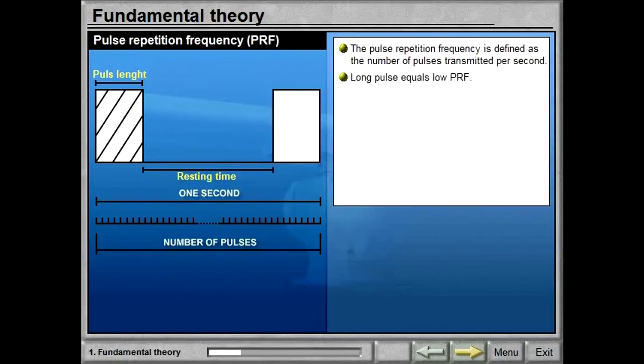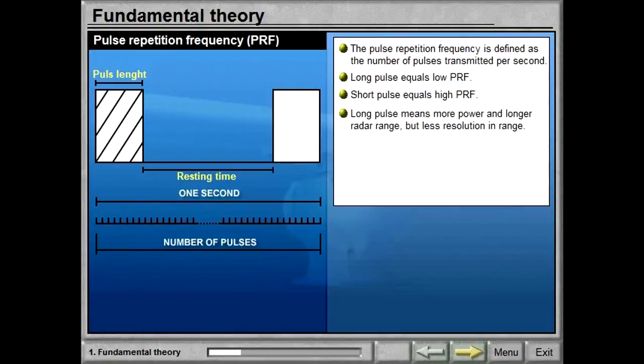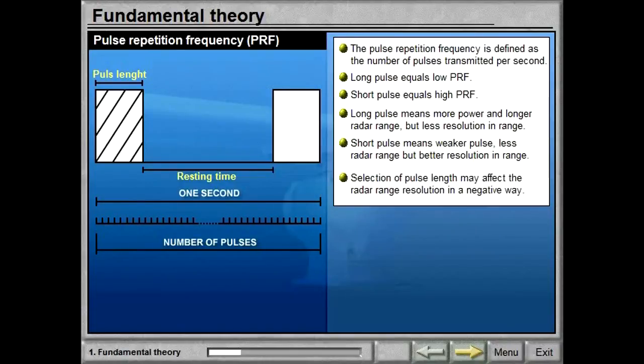Long pulse equals low PRF, while short pulse equals high PRF. Long pulse means more power and longer radar range, but less resolution in range. Short pulse means weaker pulse, less radar range, but better resolution in range. Selection of pulse length may affect the radar range resolution in a negative way.